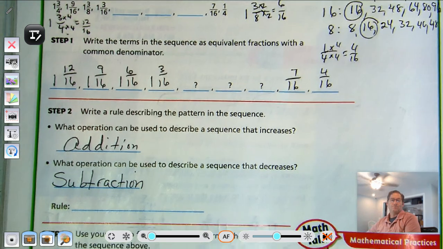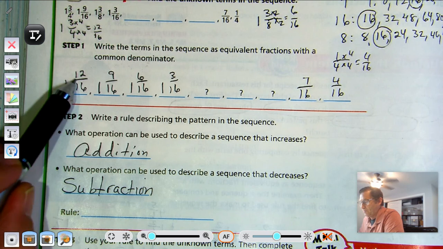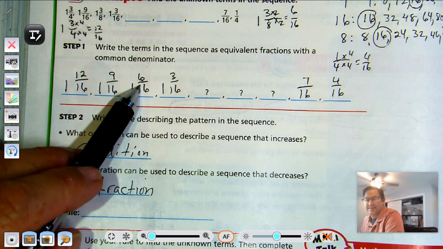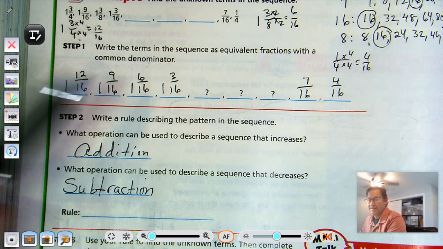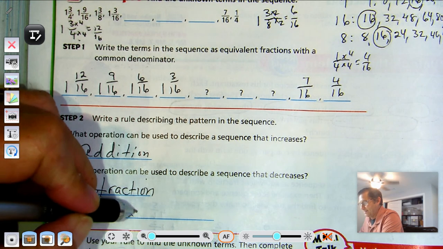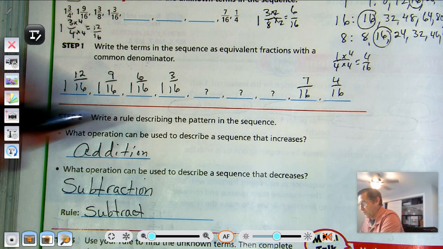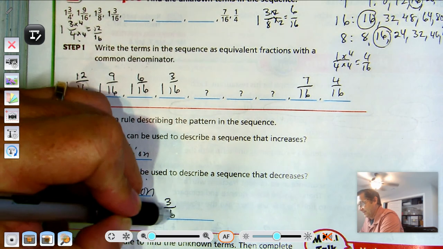Okay, so what's the rule in this one? Well, let's see, 12/16, 9/16, 6/16, 3/16. It's getting smaller. So subtract how much? Well, 12 take away 9, that's just 3, right? So 3/16.